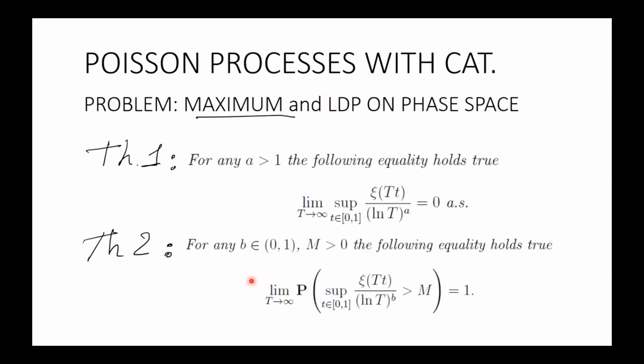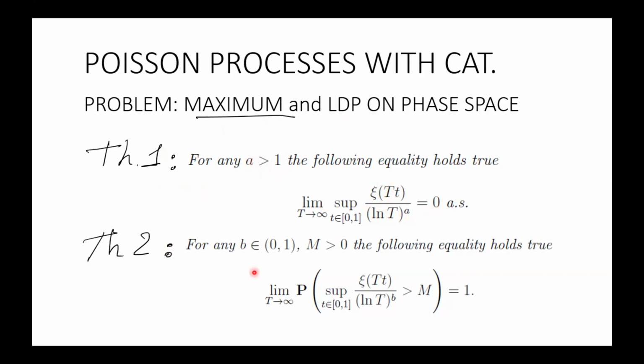And what problems do we study? We study two problems. We want to see the behavior of the maximum of our process, and we want to study something about the large deviation principle on the phase space. So let me start by showing the result for the maximum. It's summarized in these two theorems. For any A greater than 1, the supremum of this ratio goes to 0.